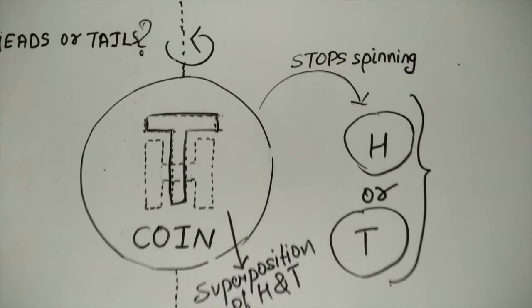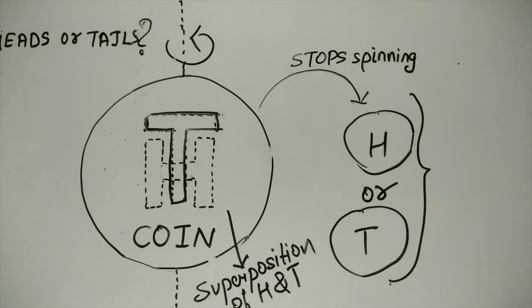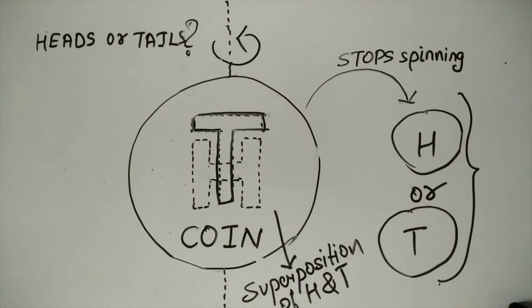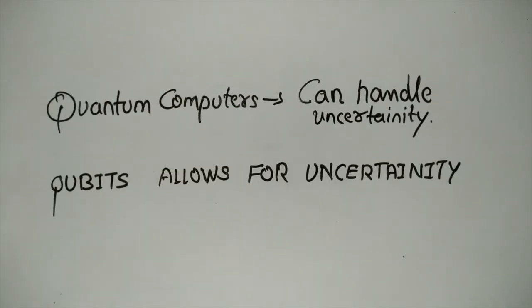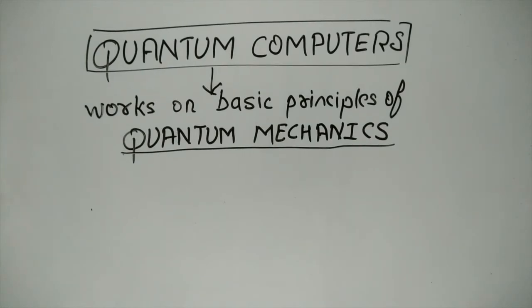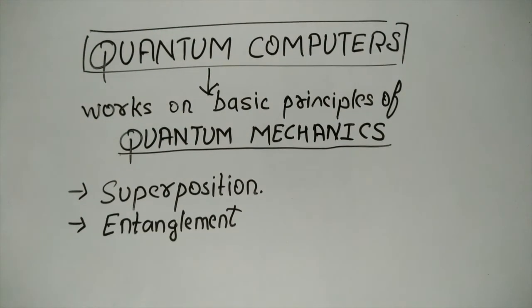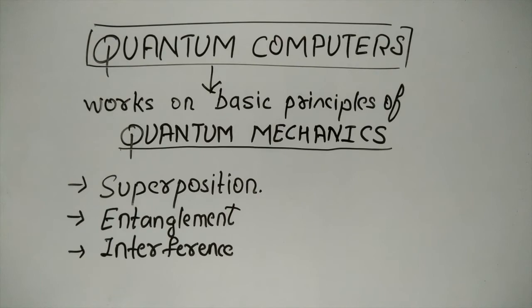Superposition is needed because I must tell you that in nature things just aren't this or that, they are uncertain. When you go down to a really small scale, things start to get weirder. Quantum computers are really good at handling this uncertainty because a qubit allows for uncertainty. And so it follows some principles of quantum mechanics like superposition, entanglement, interference, and many more.